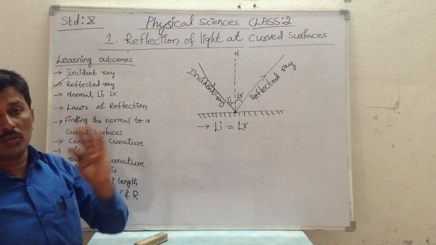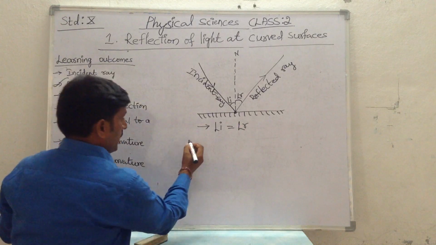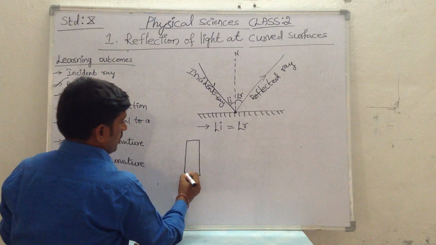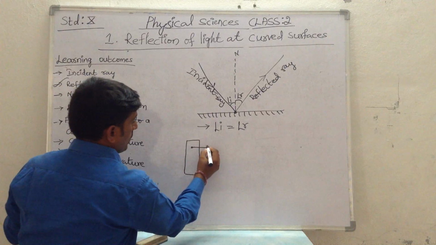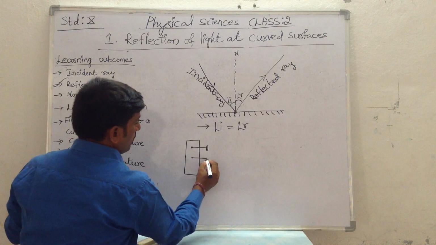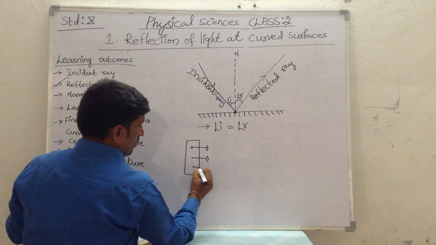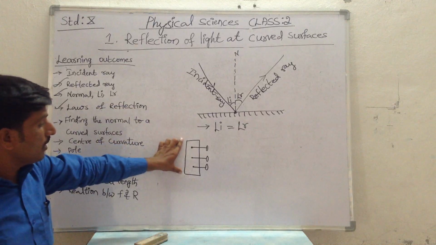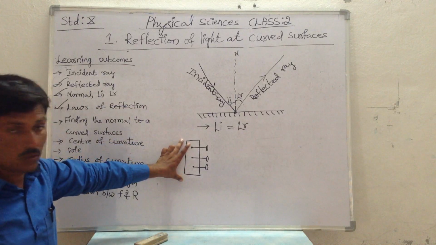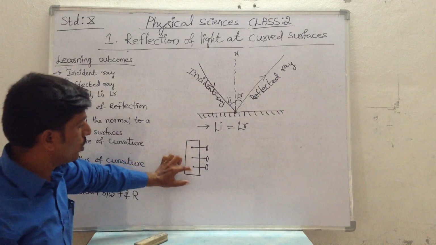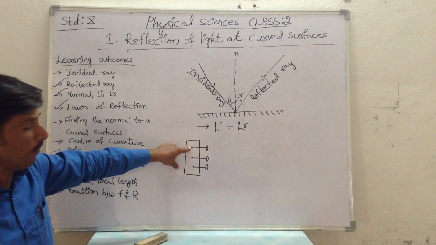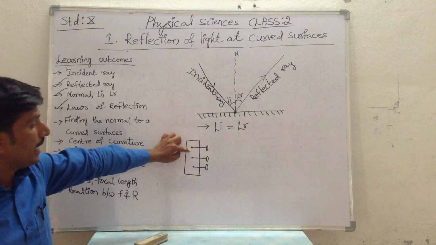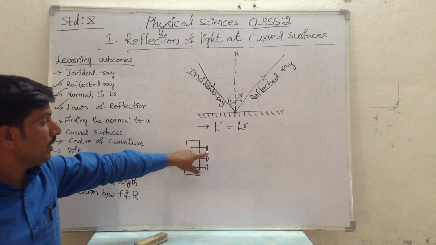For this, first of all we have to take a rubber foam and some pins. Pierce some pins on it, perpendicular to the foam. Here each and every pin can act as a normal, because the pin is perpendicular to the foam. So that's why it can act as a normal.